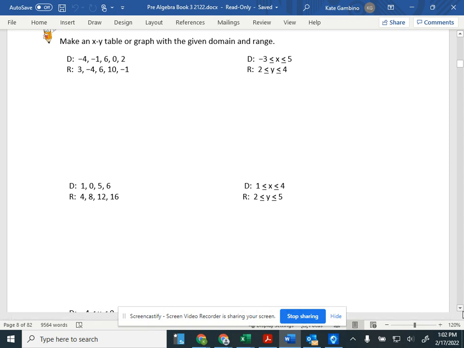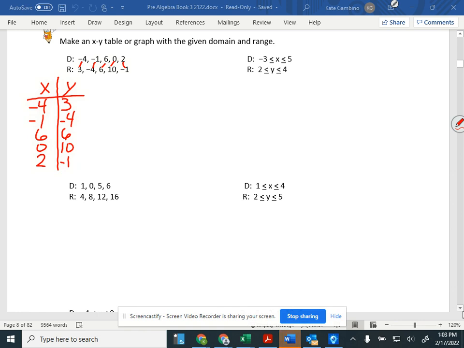Okay, so you're going to make your table. What would my table look like for my first one? Remember, when we do that function table, all we have to do to label it is my x and my y. So if my first domain is -4, what's my y going to be? No, 4, 3. Yeah, it goes -4 to the 3. So then I'm going to do -1 to -4, 6 to 6, 0 to 10, 2 to -1.